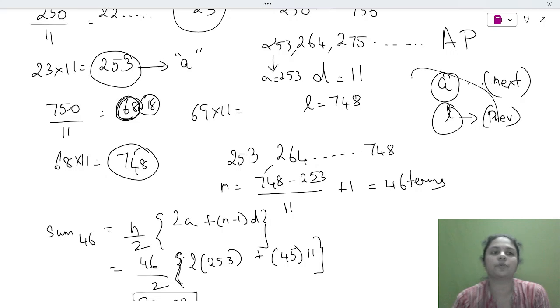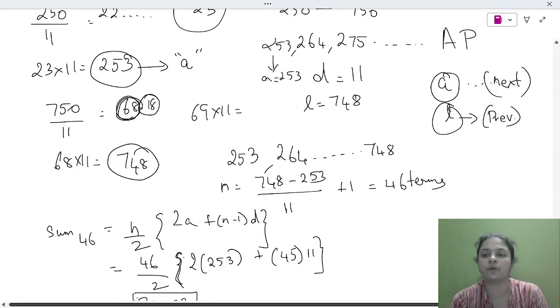Suppose we do 250 by 10, with no decimal. If you do 250 by 10, your answer will be exactly 25. So 250 is the first number. You don't have to take the next term. You can start with 250 directly.